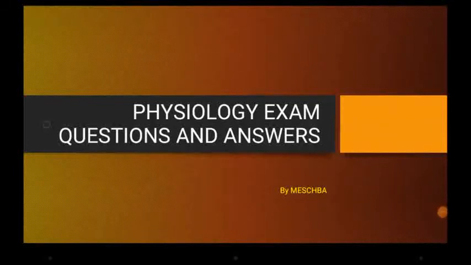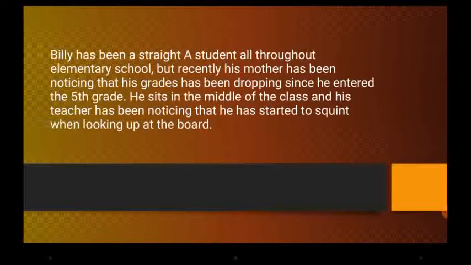Okay, so let us begin with the first question, which reads: Billy has been a straight A student throughout all elementary school, but recently his mother has been noticing that his grades have been dropping since he entered the 5th grade. He sits in the middle of the class, and his teacher has been noticing that he has started to squint when looking up at the board.